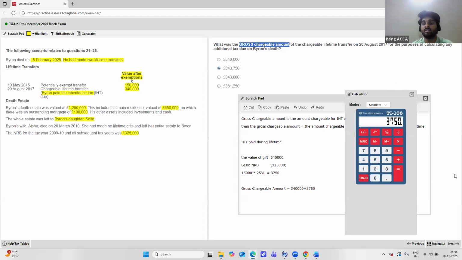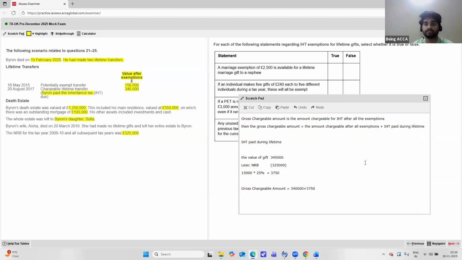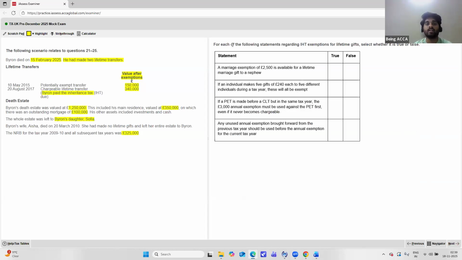Okay, with this, we will move on to our second question. They're talking about, for each of the following statements regarding IHT exemptions for lifetime gifts, select whether it is true or false. So here they're talking about the exemptions that are available on lifetime gifts. For that reason, you will not have to look at the question for most of the parts, but if you have to look at it, we can take a look. Other than that, this is a straightforward question. That means these pointers are something that you have already studied during your preparation. You will just have to apply them over here.